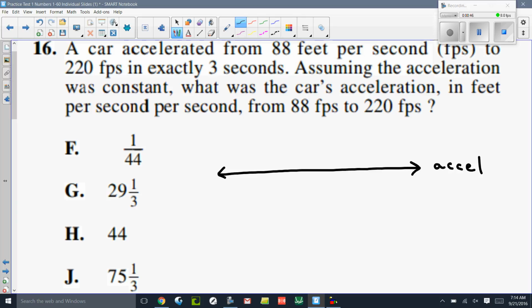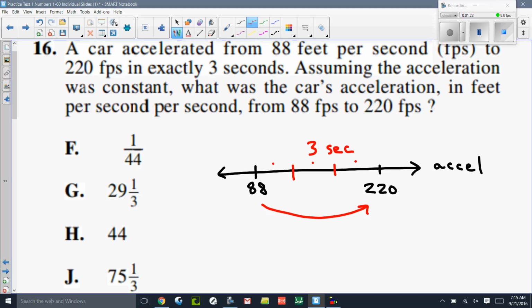I would have, in this case, a car going from 88 feet per second squared up to 220 feet per second squared. I know that the acceleration from 88 to 220 took place over a total of 3 seconds. All the question is asking is how much did this car accelerate each 1 second? So if I broke this up into 3 parts for 3 seconds, there'd be part 1 here, part 2 there, part 3 there. All this is asking is how much should it accelerate each one of those seconds.